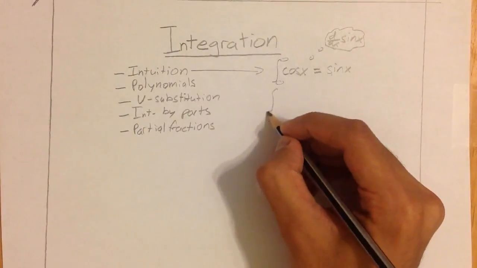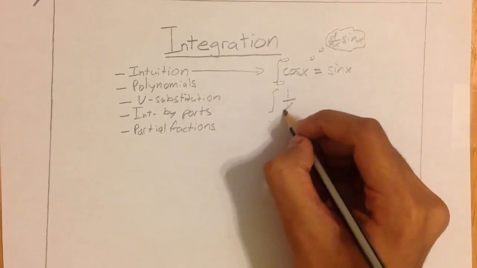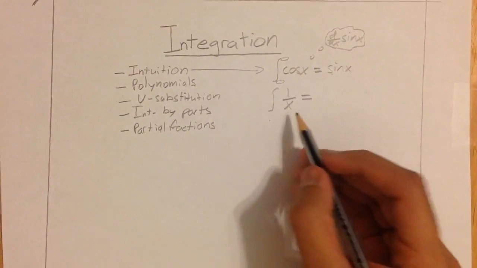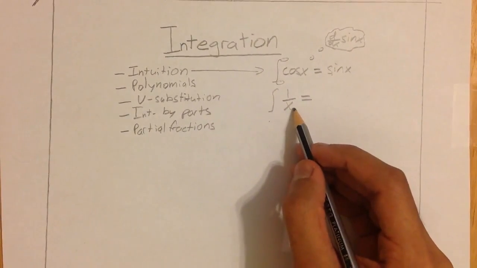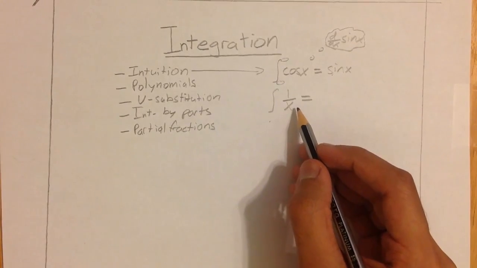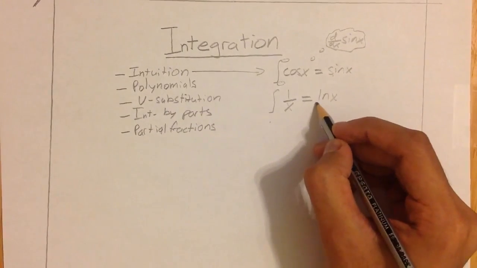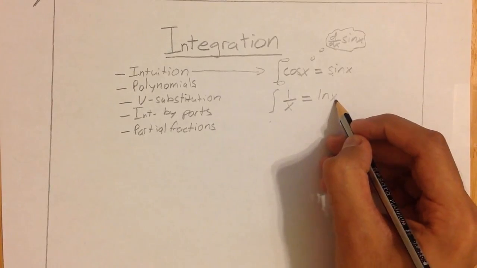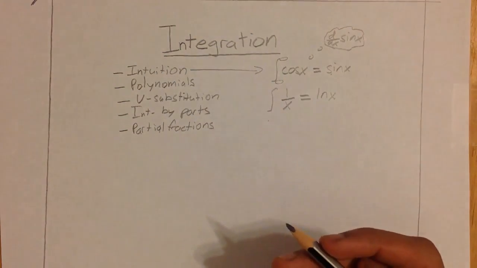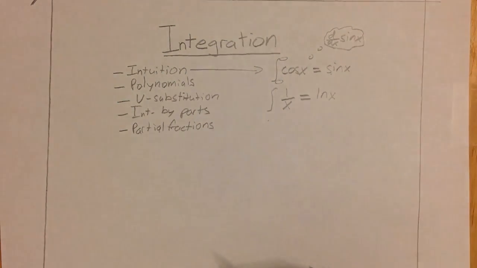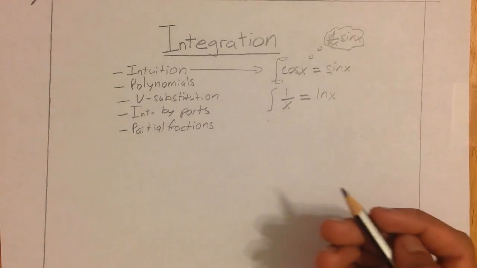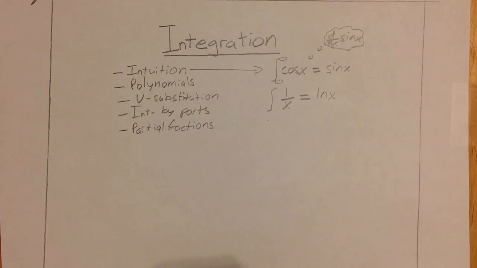Similarly, if we want to find the integral of 1 over x, we can use our intuition and know that the derivative of ln of x is the same thing as 1 over x. So the integral of 1 over x equals the ln of x. So just using a reverse idea or a reverse psychology sort of thing to determine what the integral of a function can be. Let's look at a few more examples of this intuition method.